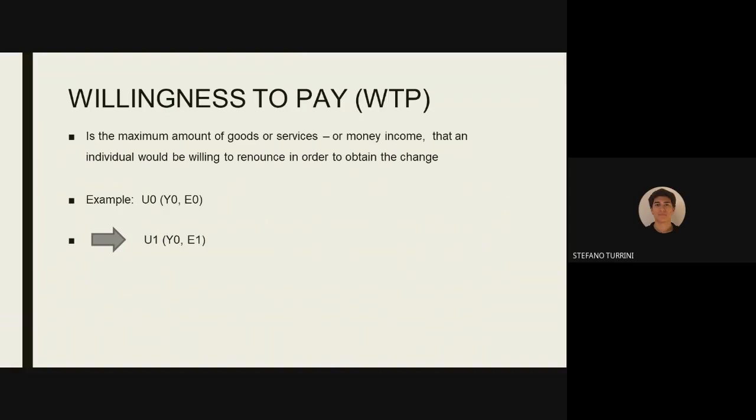We arrive in this situation where we have two combinations, as we can see here. On one side we have the utility function that we had in the beginning, and on the other side the new utility function, where the increase in environmental quality given by e1 is compensated by the reduction of the level of income by the willingness to pay. The other way around, we have the willingness to accept.